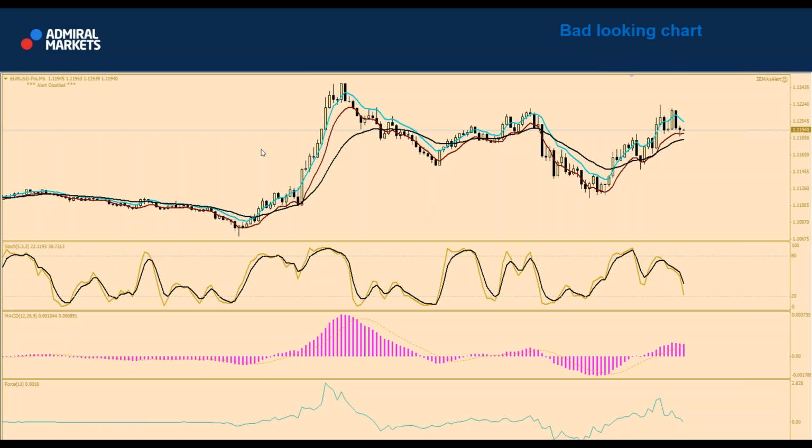Okay, this one. You have EMAs. In order to have EMAs, first you need to have some logic. Why should you place EMAs? Why should they be on the chart? Then you have stochastic here. It's a leading indicator. Usually it's an entry indicator. You have MACD. I don't see any logic.